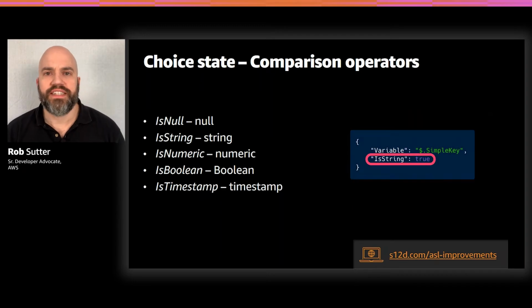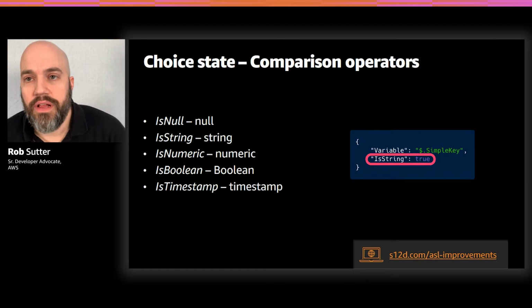So the first set of changes we introduced with the improvements to the Amazon States language revolved around the choice operator. We gave you additional comparison operators so that you can make your choice based on more factors. The impact of this to you is that you can make these choices directly in your workflow without invoking an additional Lambda function. And this translates to reduced invocation or workflow runtime and reduced cost for you.